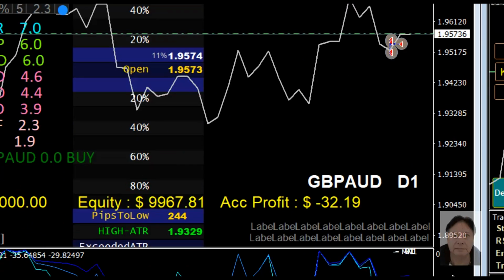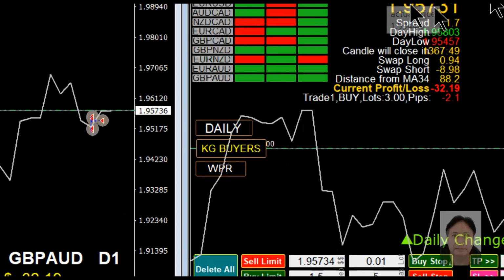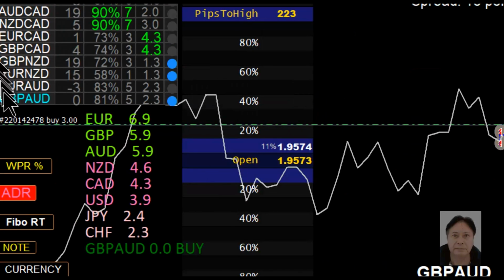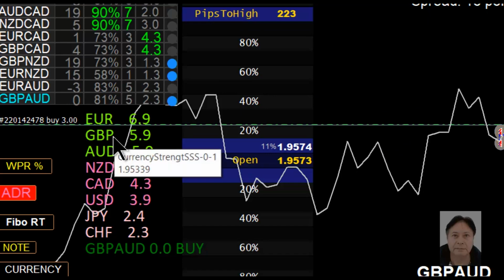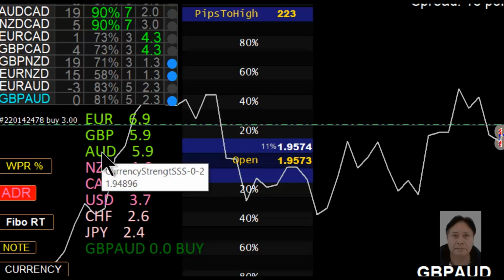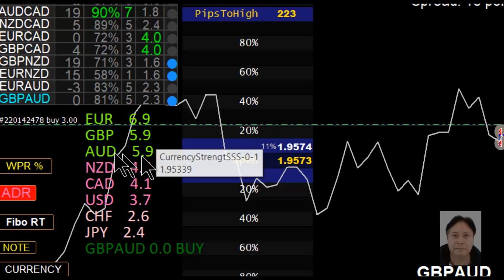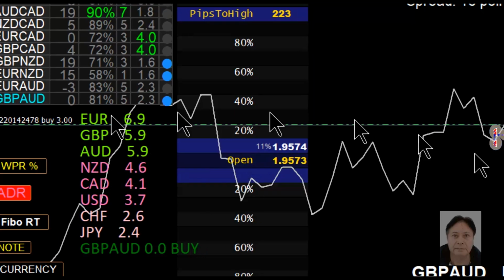Right. So as you can see, it's still good. Three greens, and GBP and the Australian dollar. Oh, look at that! GBP and Australian dollar neck and neck, 5.9, 5.9. Let's have a look at the FIBO.